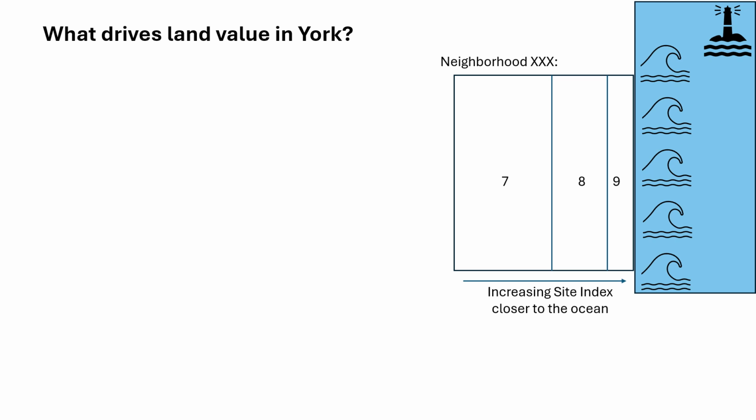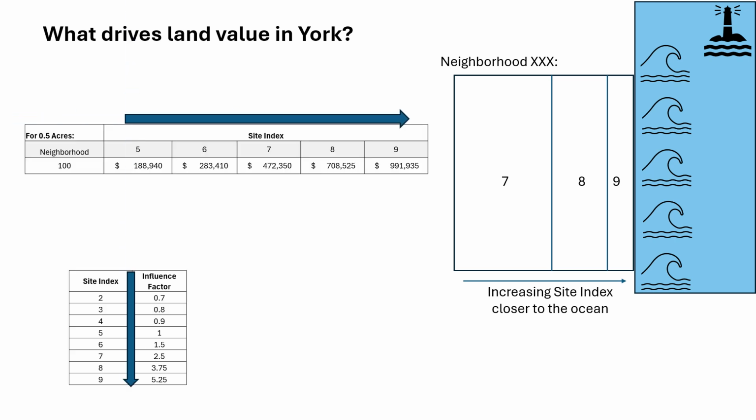So obviously, as you go from left to right, the property or the land value is going to increase. And that's shown here. Let me get my laser. Okay, so in this example, neighborhood 100 with a half acre of land, you see how the price of that half acre increases if you had a site index 5 to 9. Okay, so it goes up in a pretty dramatic way, and that's happening because of the influence factor.